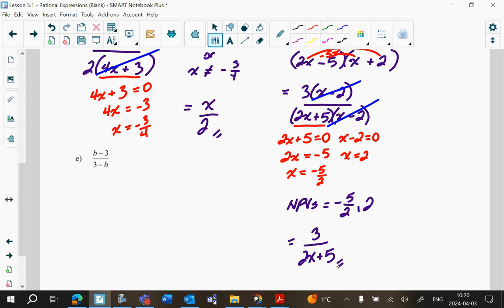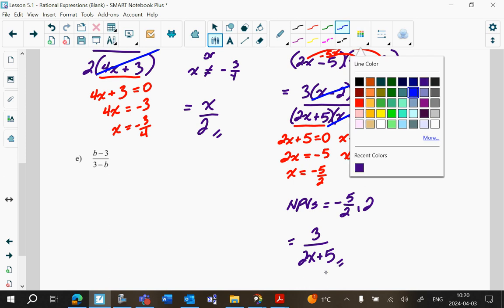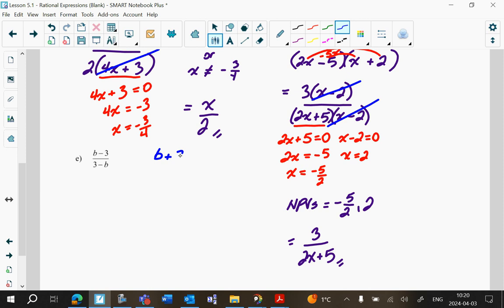This last one is kind of a special case. Okay. What if I said, I'm not going to worry about the NPV. First of all, what's the NPV? What can't b be? 3. So we know that. So the NPV is 3 for this one.